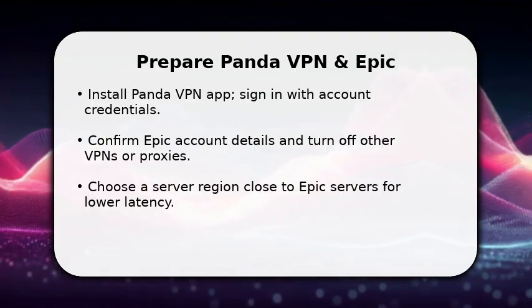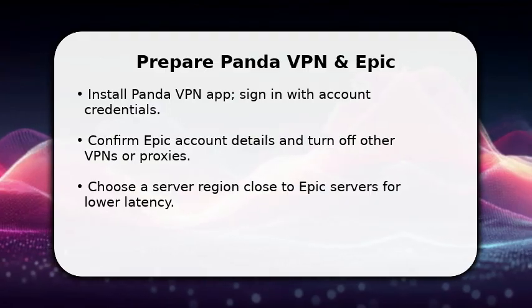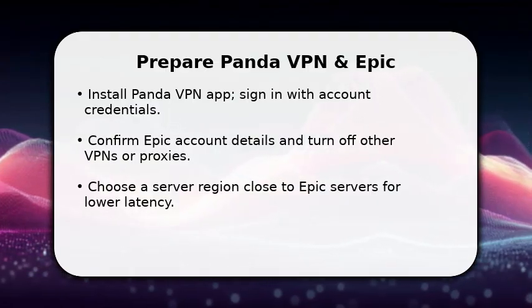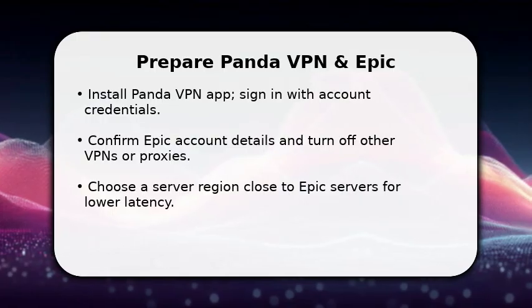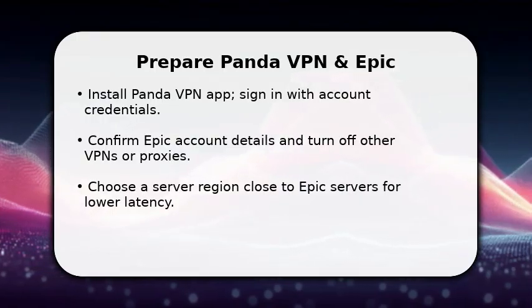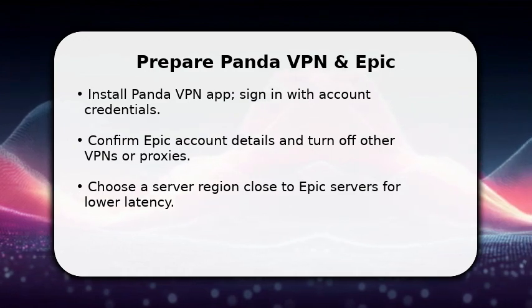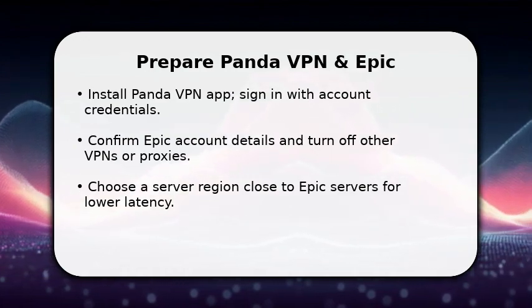Next, pick a nearby VPN server region to reduce ping and packet loss. This matters for downloads and matchmaking. You'll also verify your OS network adapter permissions so Panda can create its virtual interface without interruption.